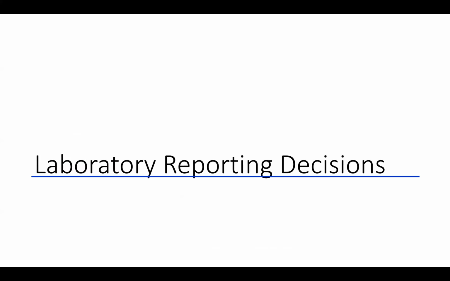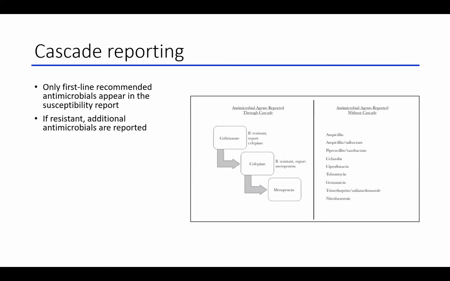And these are things outside of testing that maybe we can work with our stewardship groups on, just to change the way we're reporting things to have better stewardship outcomes. So the first one I want to talk about is not new, but it's cascade reporting. And the idea here is that only the narrow first-line recommended antimicrobials are reported in the susceptibility report. And then if you find resistance, it spits out the next lowest broad spectrum antimicrobial, and then the next one after that.